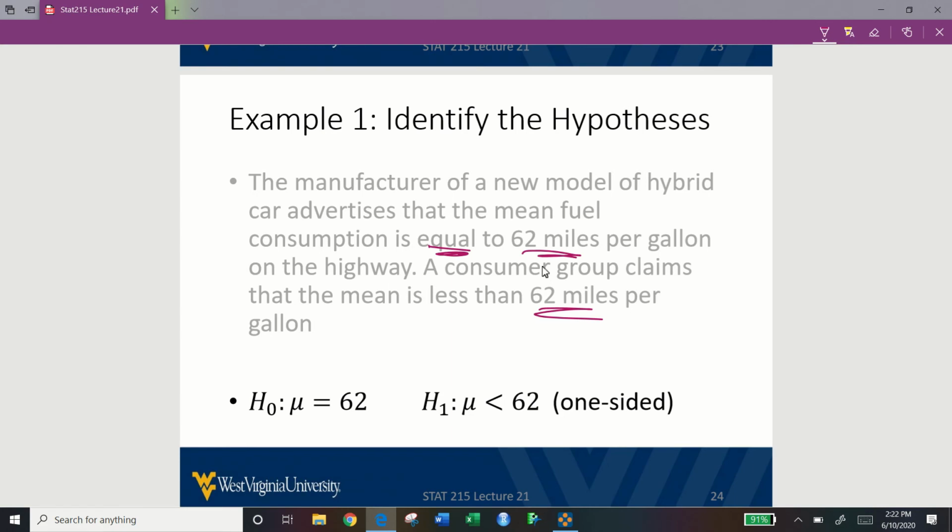Now we can move on to writing our alternative hypothesis. H1 colon mu, we'll leave our symbol blank for now, 62. Deciding what symbol we should use, whether not equal to, greater than, or less than, comes straight from our problem. It states that a consumer group claims that the mean is less than 62. That means we should use the less than sign. So our alternative hypothesis should be H1 colon mu less than 62.